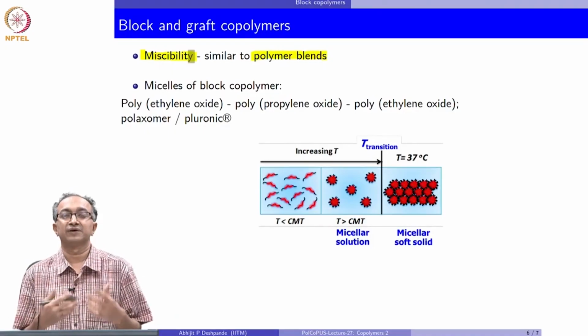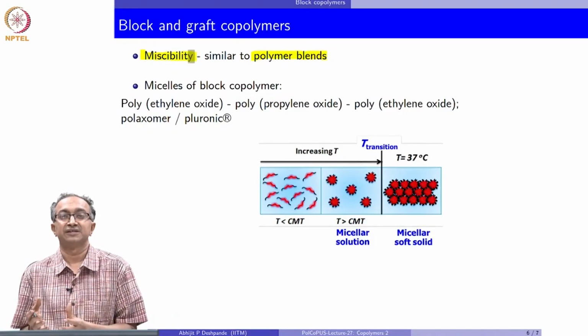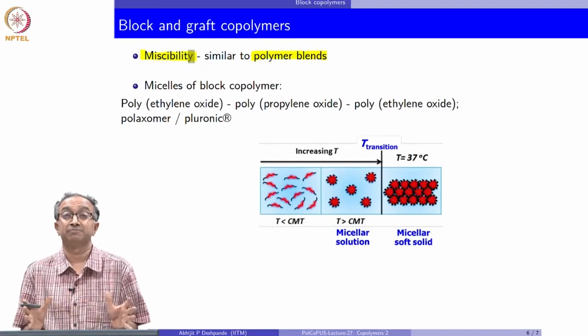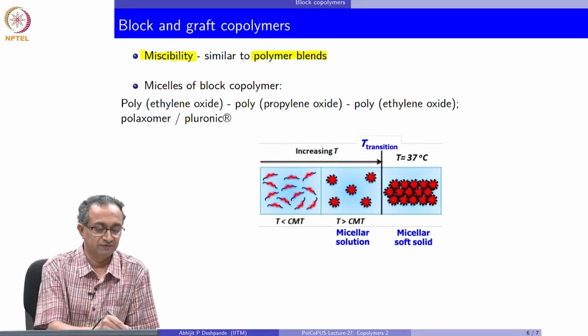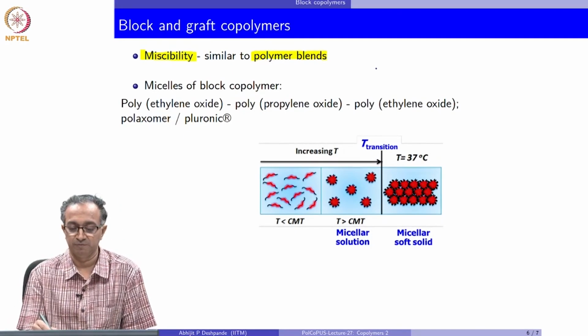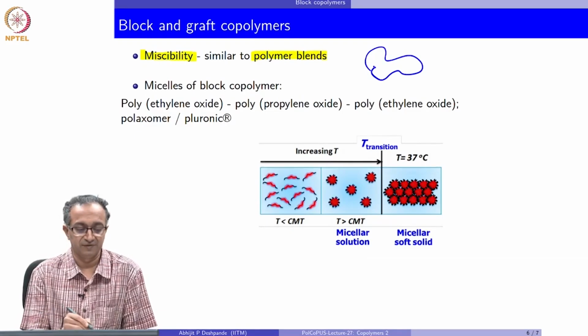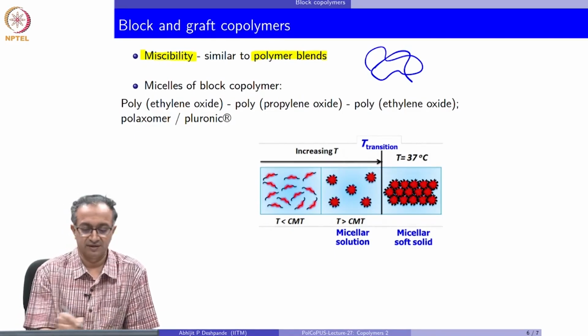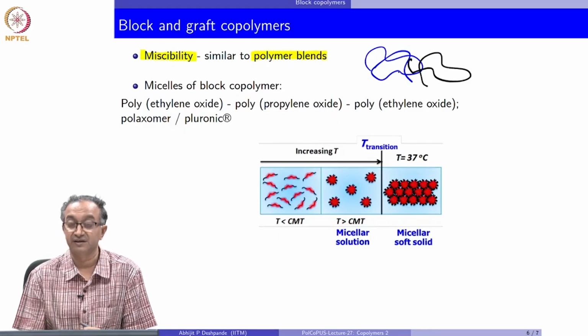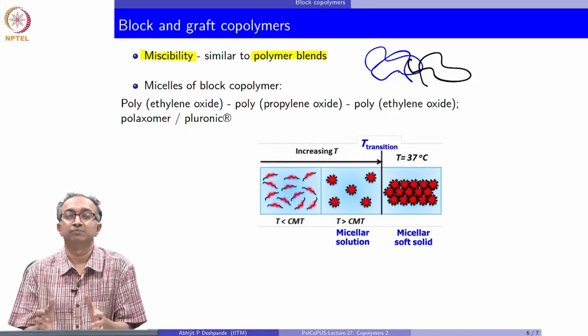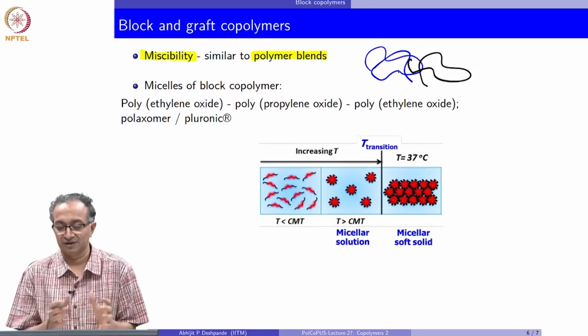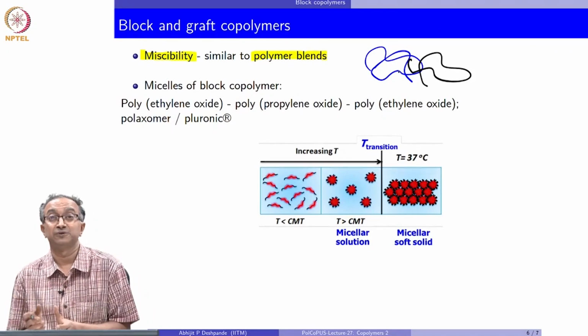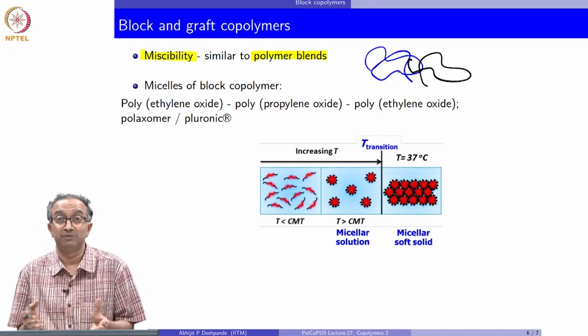The way we think of whether one block is mixing with other blocks, or whether the two blocks phase separate out, will depend on when we mix the two polymers in the form of a polymer blend. So, let us say we have one polymer and another polymer mixing with each other. There is a possibility that all the blue macromolecules would like to be together and all the black macromolecules would like to be together. Then we call it an immiscible blend.